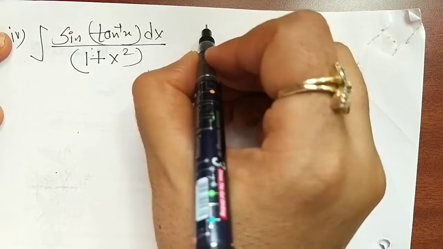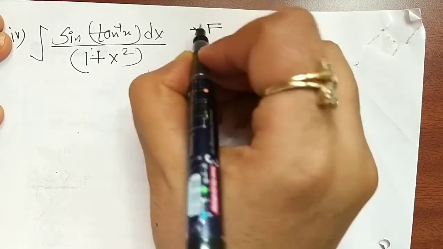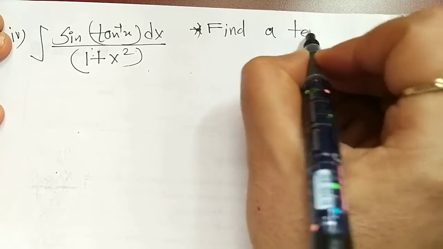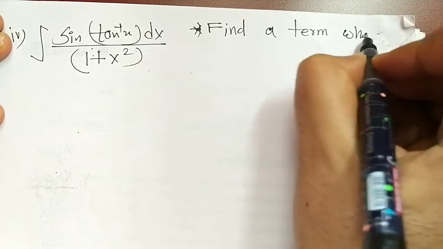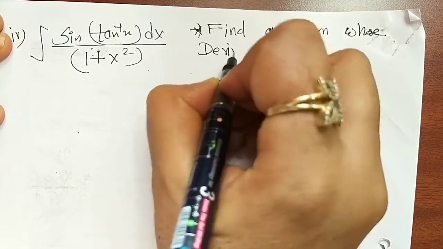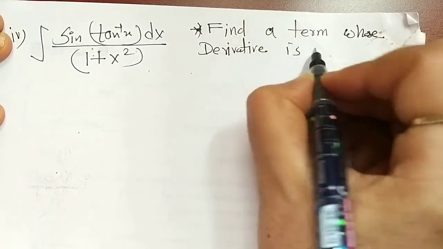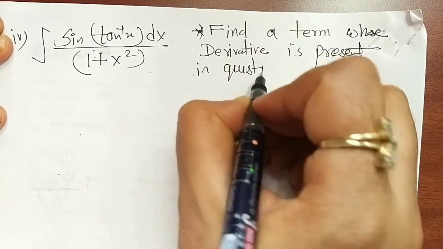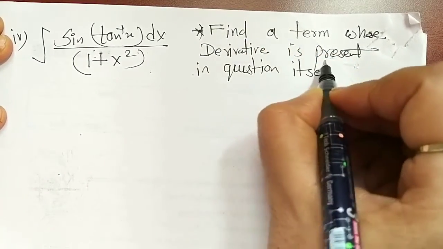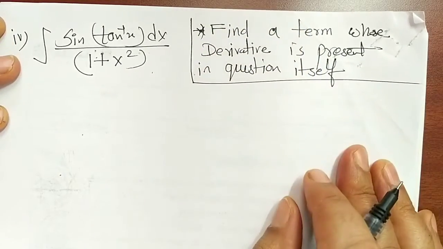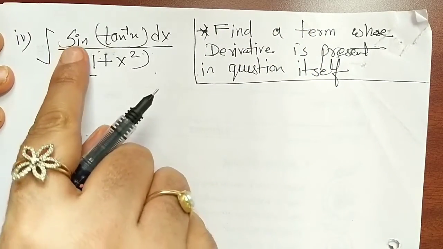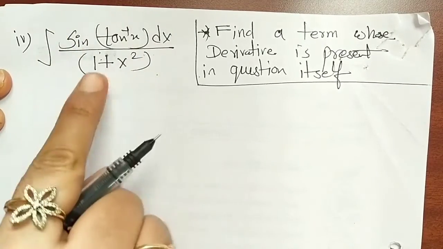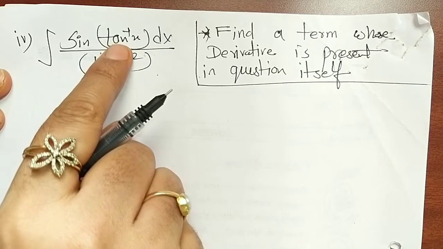Well, let me write down what we have to do. Find a term whose derivative is present in the question itself. Okay, this is my aim. So don't you think, what is the derivative of sin if I select sin? Cos is not there. If I select tan inverse, what is derivative of tan inverse?